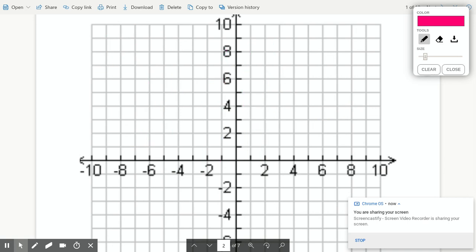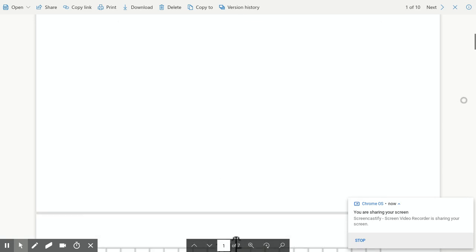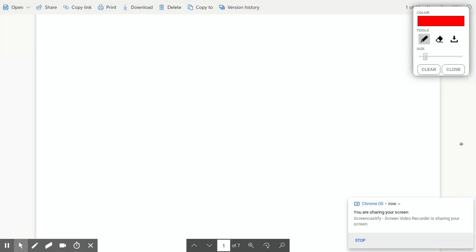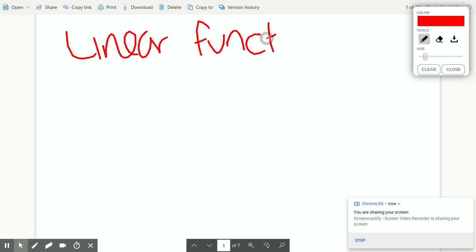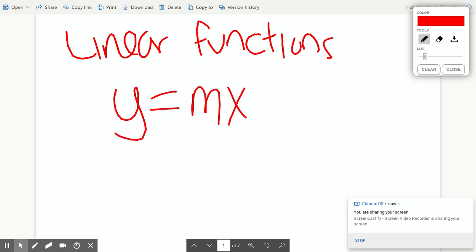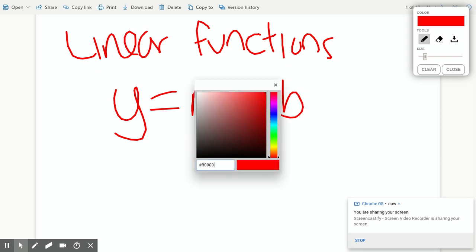Now, the most common functions we talk about are linear functions. So with linear functions, they are all in the form of y equals mx plus b. Okay. Now, the different letters mean different things.